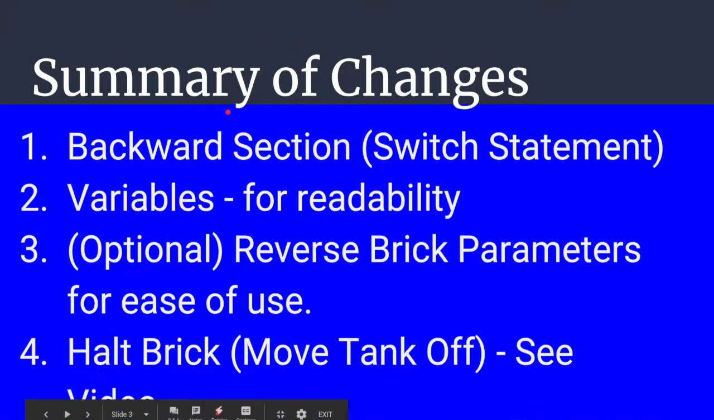The summary of the changes I did: I was able to make an if or else so that I could also make the robot go backwards. I added variables to the program so that there wouldn't be many data wires around the program because that would be really messy.